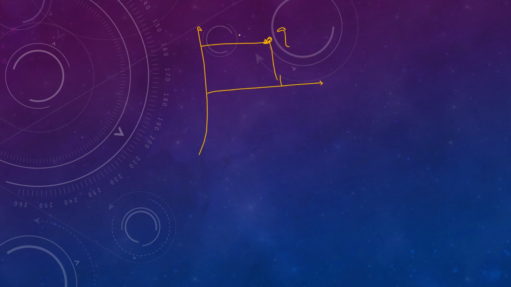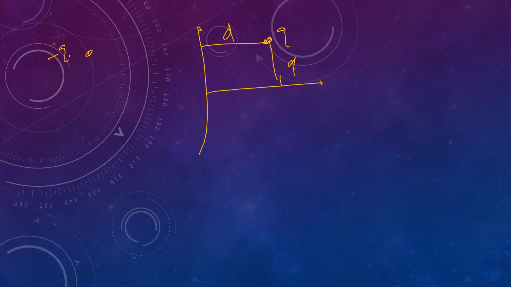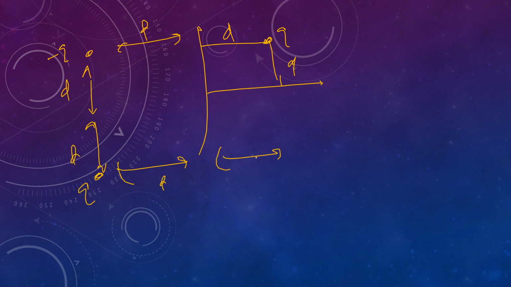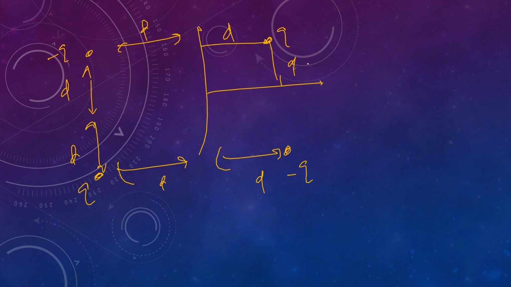the q is here, right? This is d, this is d. So another, this will be minus q. This distance is d. Now this is d, q will be here, another q will be here. This is d, minus q will be here. So three images. What is the question? The net force on the charge. Okay, let's calculate.